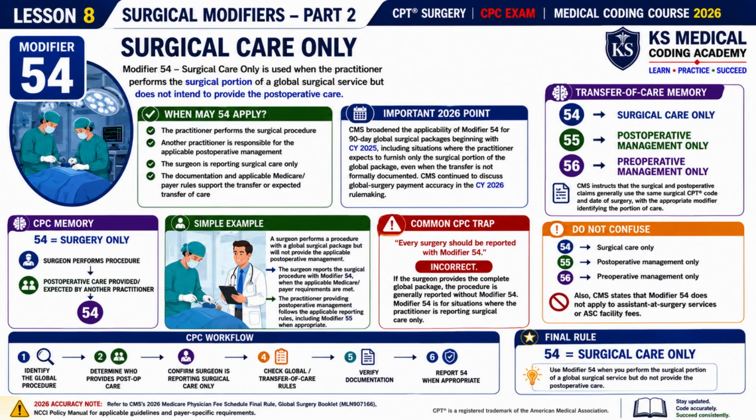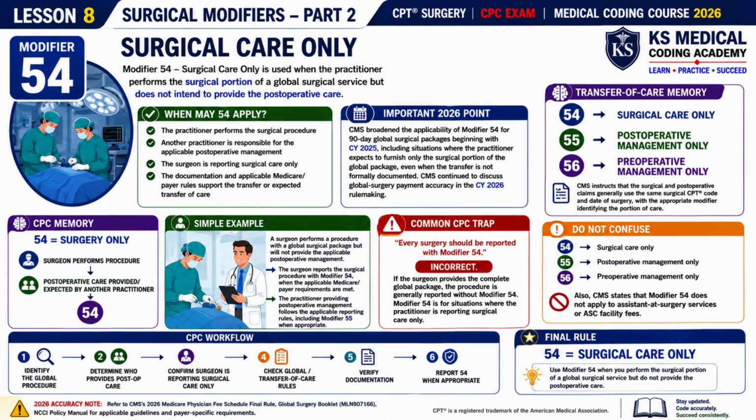Here's the common CPC trap. Every surgery should be reported with modifier 54. That's incorrect. If the surgeon provides the complete global package, modifier 54 generally isn't appropriate. Remember, 54 equals surgery only.